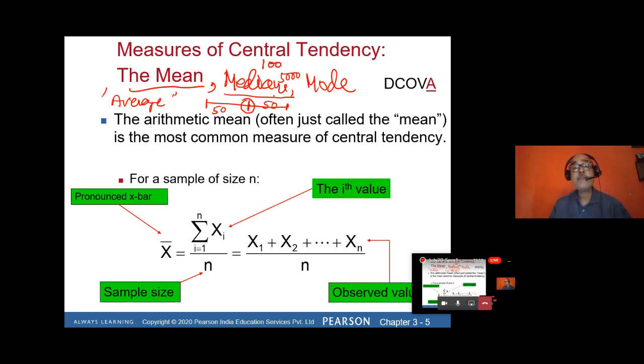Am I clear? Secondly, the mode. Mode means the most dominant class. Suppose I'm saying that the mode is 7,000 in your company. Am I clear? So it means you can say the maximum employees in your organization are getting a salary of 7,000.